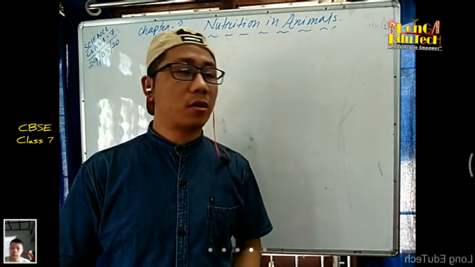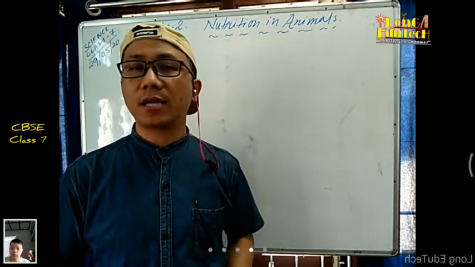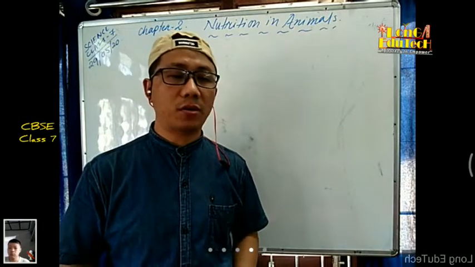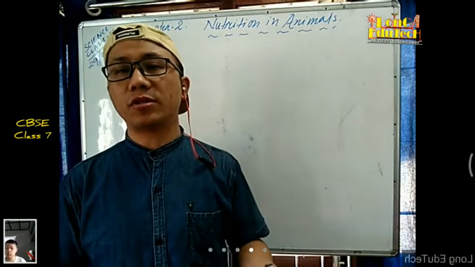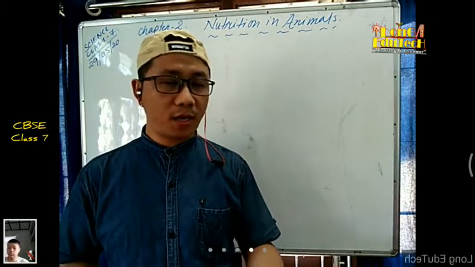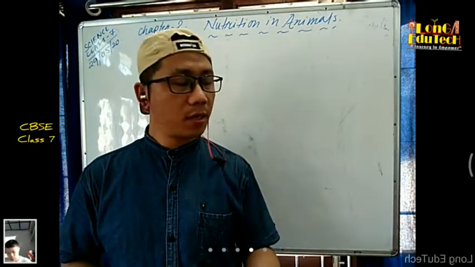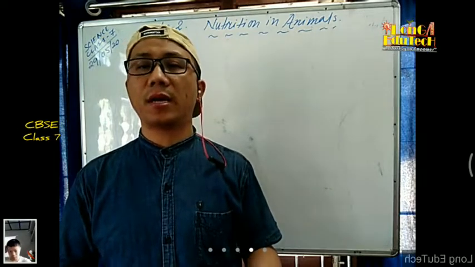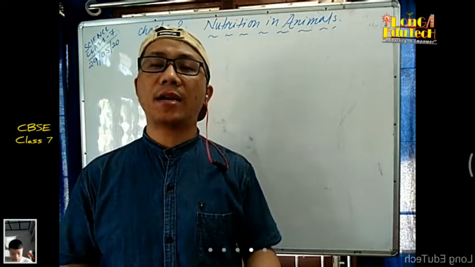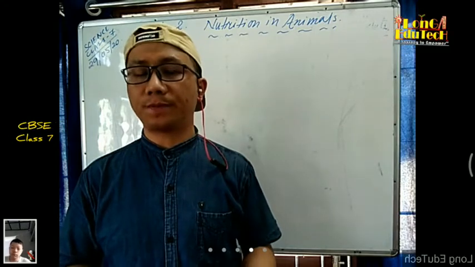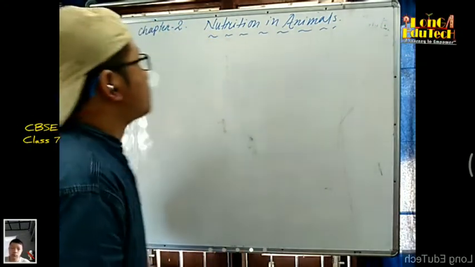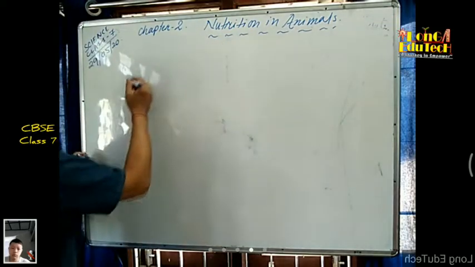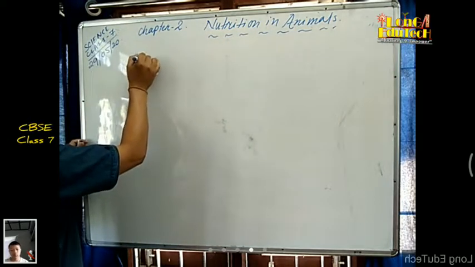Nutrition in animals can be divided into around three types. What are they? They are herbivores, carnivores, and omnivores. So this is animal nutrition, and we already know what nutrition is.